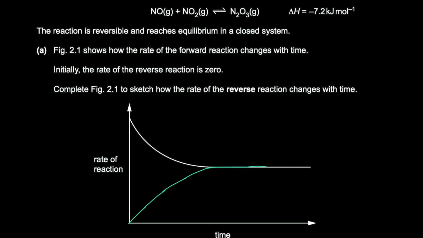And the rates will become constant at the same time, because that is the point at which dynamic equilibrium is reached. So when the rate of the forward reaction becomes constant, at the same point the rate of the backward reaction will become constant, and the two rates will be equal. That's what we mean by dynamic equilibrium.